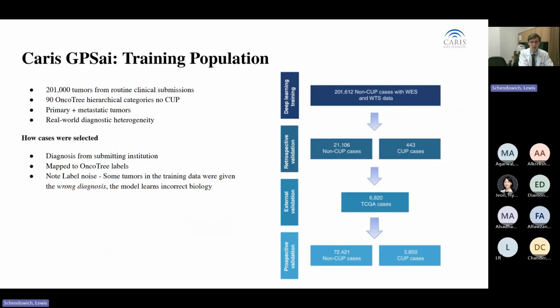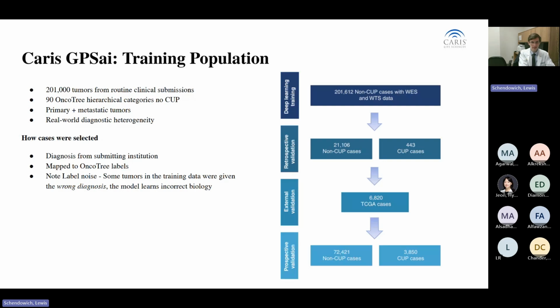The training population is around 200,000 tumors from routine clinical submissions that were submitted to CARIS. Again, we talked about 90 hierarchical categories. No cancer of unknown primary were included in the training. It's primary as well as metastatic samples, and it's real-world data.